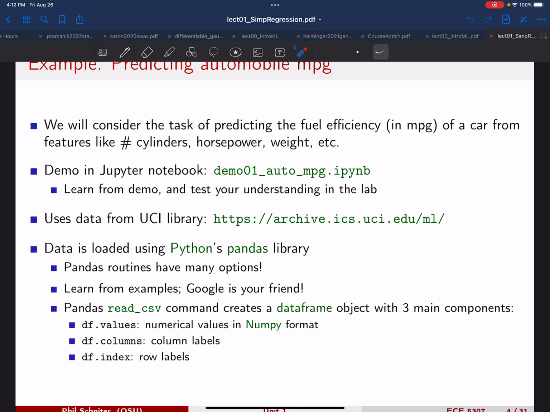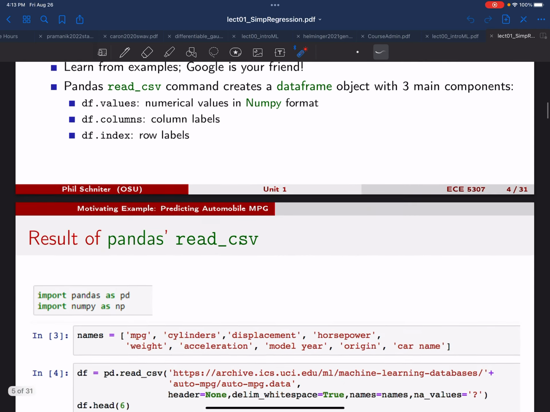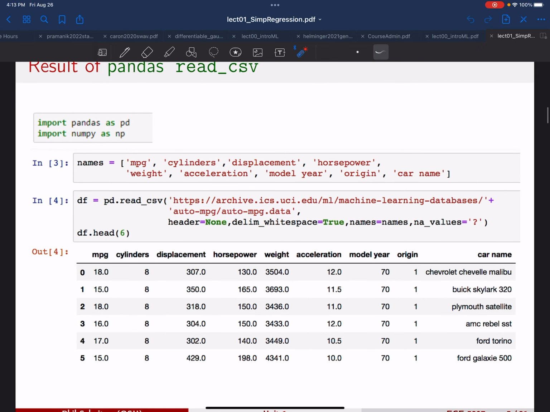And what it will do is it will create a data frame, which is an object that has a bunch of data and a bunch of functions and stuff in it. And there's three main components to this data frame. There's the values, which are going to be the actual numbers from the data. And they're going to be in NumPy format. NumPy is the kind of main numerical library that people use with Python. And it's going to have columns, which are the labels of the columns, and an index variable, which are the labels of the rows.